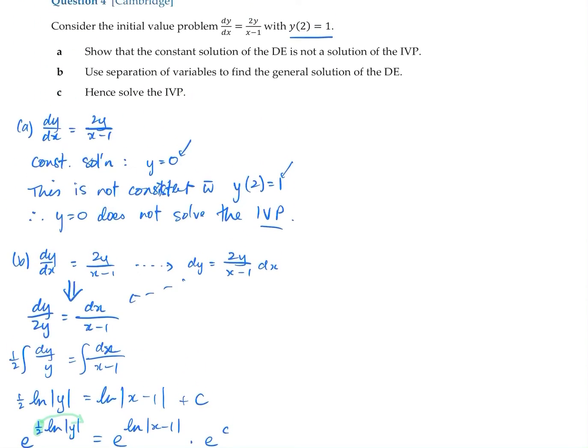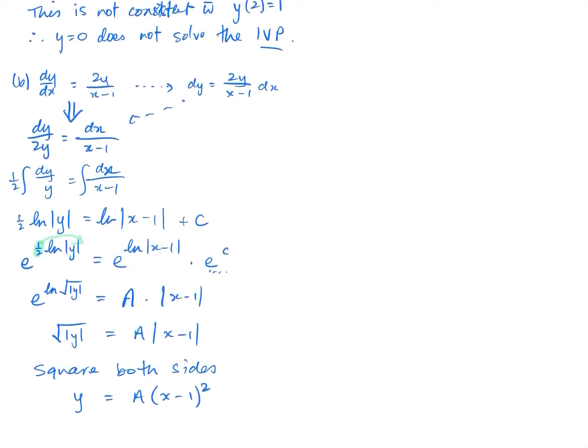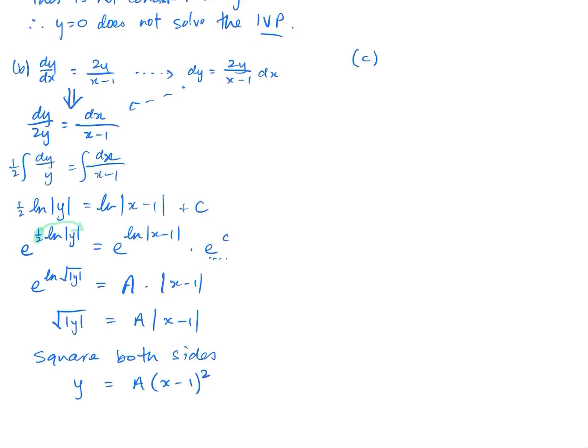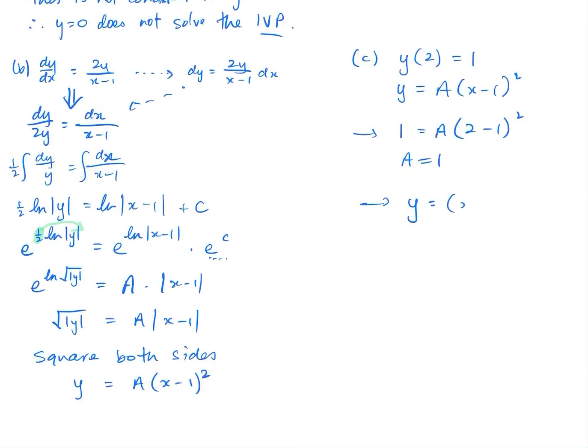Now, we've got our general solution, hence solve the initial value problem. So y of 2 equals 1. If I put that in, then I get 1 equals A times 2 minus 1 squared. So A equals 1, and so we get y simply x minus 1 squared. So quite a simple conclusion. Okay, now this is a final question.